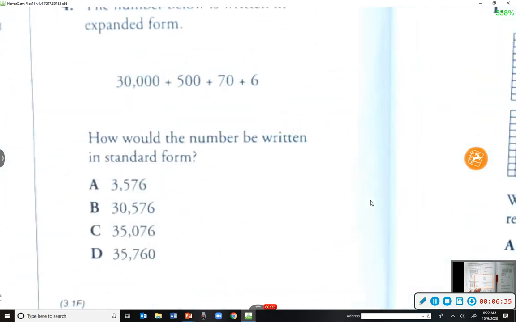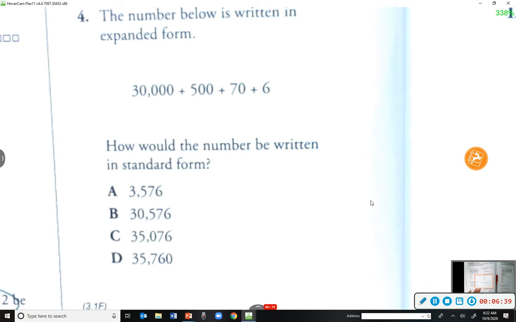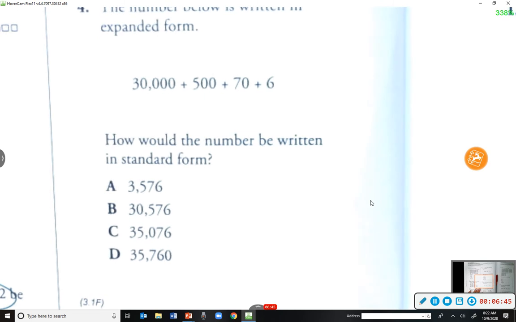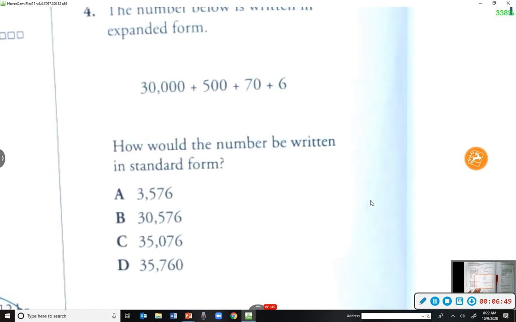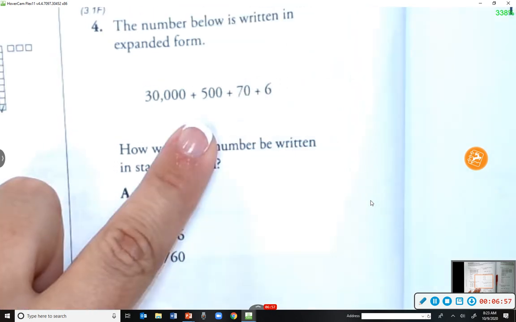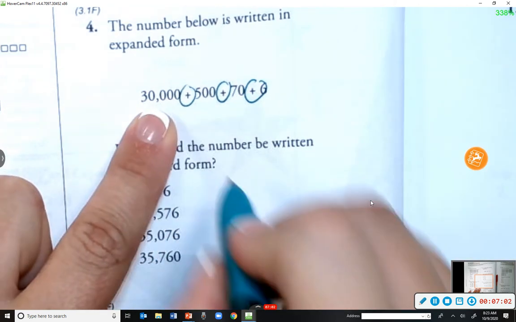Alright, number 4. The number below is written in expanded form. How would the number be written in standard form? So standard form, all that means is you take the numbers and you can add them up to put them back into a regular number. Okay, so since I see plus signs in here, I'm going to just add up all these numbers.